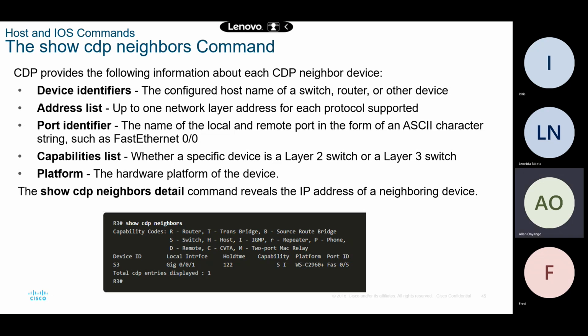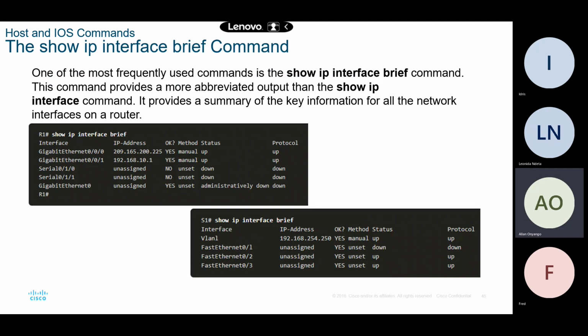So show cdp neighbors. There's also the command show cdp neighbors detail. If you just say show cdp neighbors, you'll see so many things, excluding one thing, IP addresses. So when you want to see the IP address of all the other Cisco devices, you must say show cdp neighbors detail. Show ip interface brief, show ipv6 interface brief. Use these commands to view the brief listing of all your interfaces, the summary of your interfaces right there.